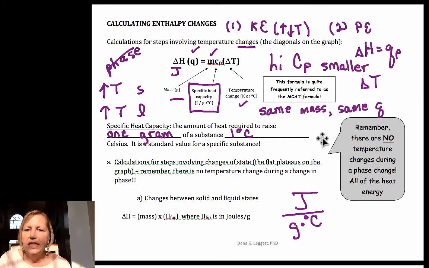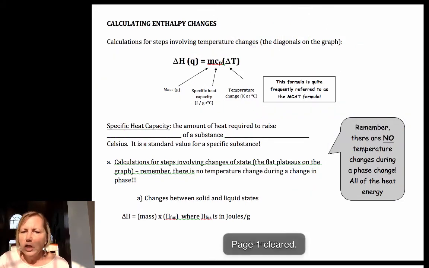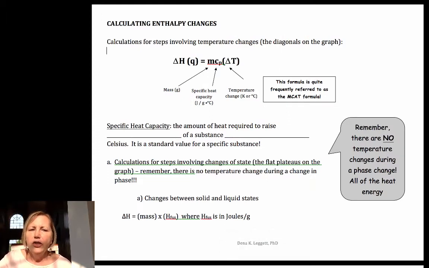Okay, so that's the formula we're going to use when we're increasing the temperature of a given phase of matter. Now, what are we going to do though when there are phase changes? If you watched my previous video, you know that during a phase change, there are no temperature changes. So if there's no temperature change, that would be 0, and that would imply no heat's involved, but we know that's not true. So we have to use a different constant in this case.